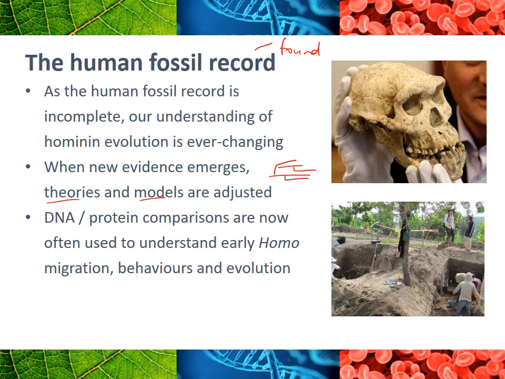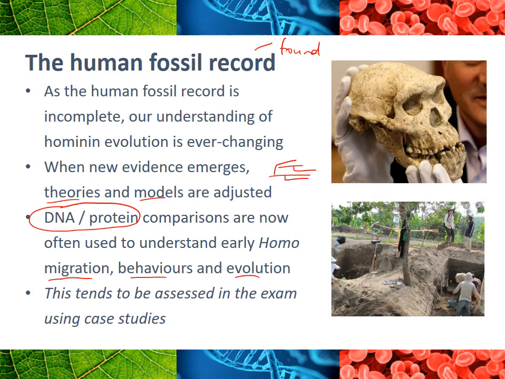Being a scientist sometimes means that something new comes up, and what you thought was true maybe wasn't true. Another thing that we use a lot now, if it's available, is comparing DNA and proteins. So remember we talked about that a couple of weeks ago as being molecular homology. So if we can compare the DNA or the proteins of both fossilized species as well as current living human species, we can learn a lot about things like migration. So when different ancestral humans moved around, behaviors, so things that they were doing, and also those trends in evolution, what came before, which ones are more similarly related to each other. And like I said before, this kind of stuff tends to be assessed using case studies. So it is important that you understand how this works.